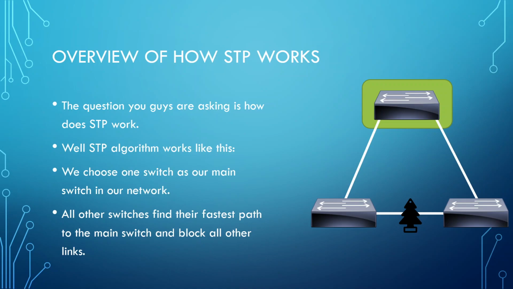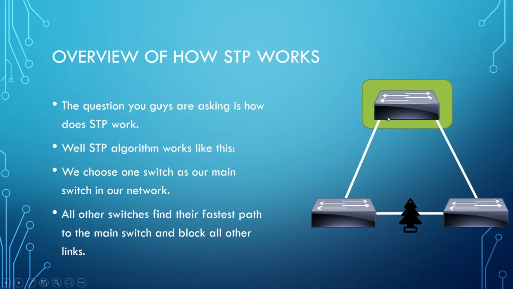So with STP, the STP algorithm works like this as an overview. We choose one switch to act as our main switch. So think of that as your office building. That is the switch that all the other switches want to get to. That's the main switch. That's where everything's going. And so we choose the main switch. And then the way the STP algorithm works, all the other switches around our network work out the best path to reach that main switch.